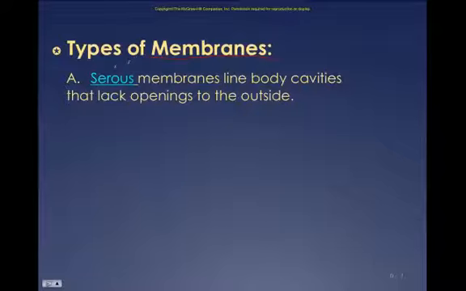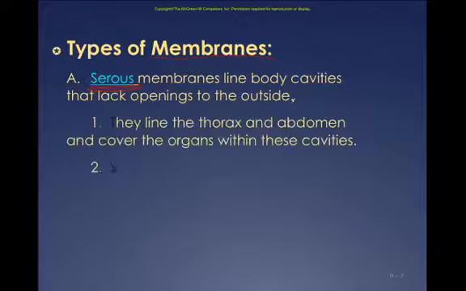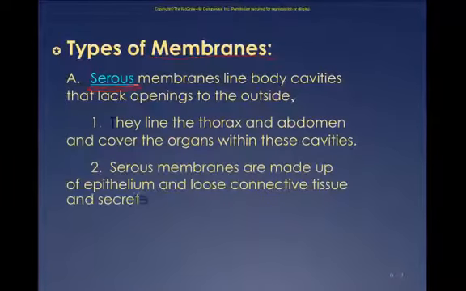And we've actually already talked about serous membranes when we talked about the pericardium, and we talked about the pleural membranes, and we talked about the peritoneal membranes. So serous membranes are going to line specifically body cavities that lack openings to the outside, like the thoracic body cavity and the abdominal cavity. And the important thing to remember about serous membranes is that, again, these membranes are going to be made up of a tissue type called epithelium, okay?